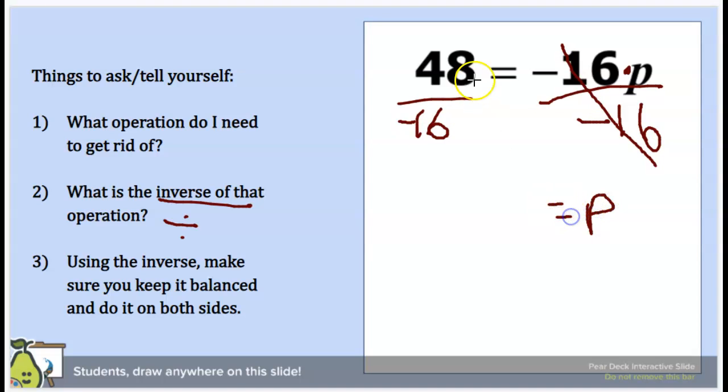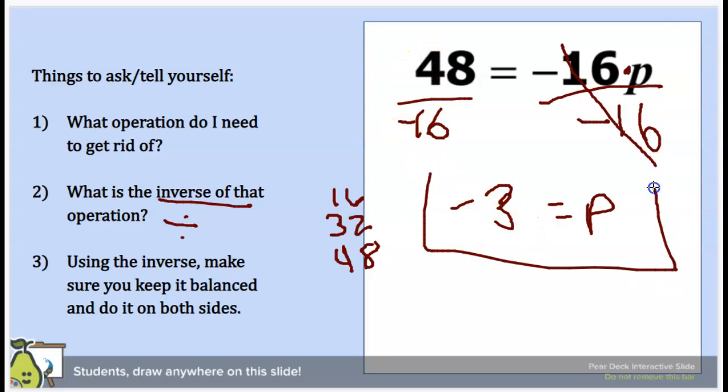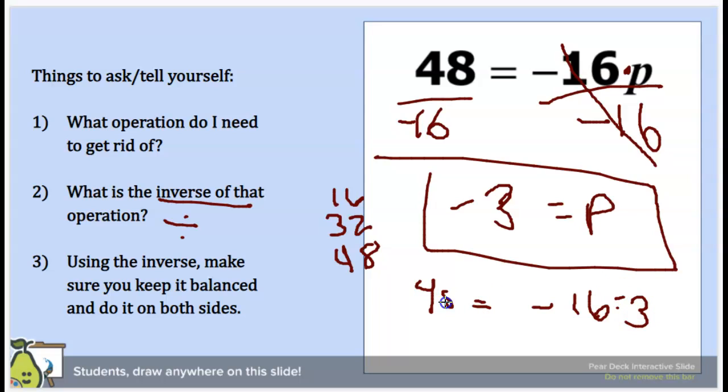And p would be 48 divided by 16, which if I counted up 16s, it would be 16, 32, and then I would get 48. So it'd be 3 groups. And a positive divided by a negative is a negative. And that makes sense because negative 16 times a negative 3 would get me a positive 48. So that does actually check out.